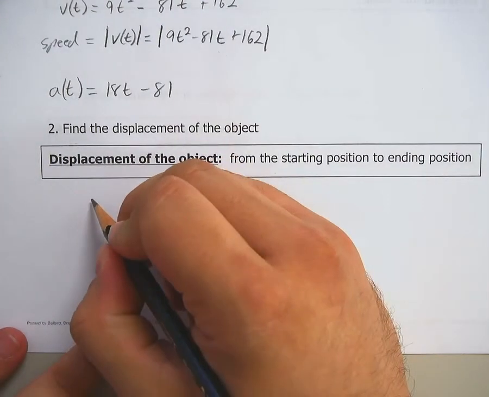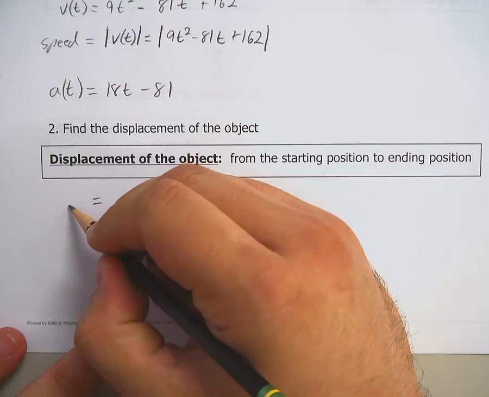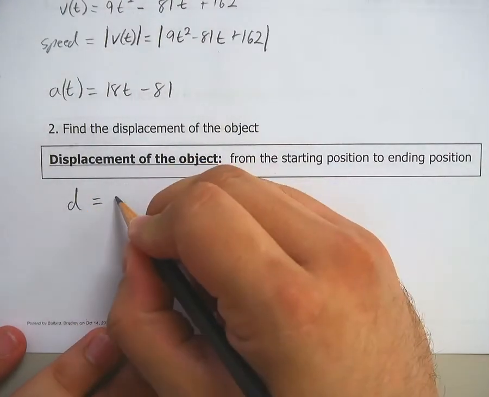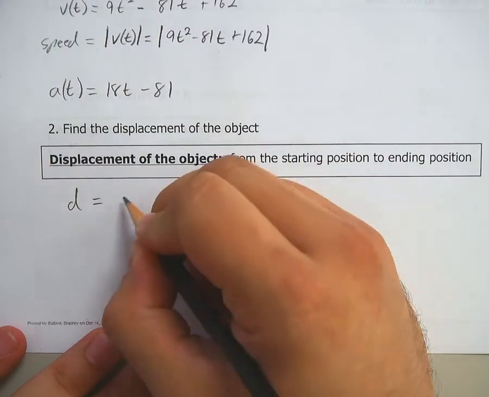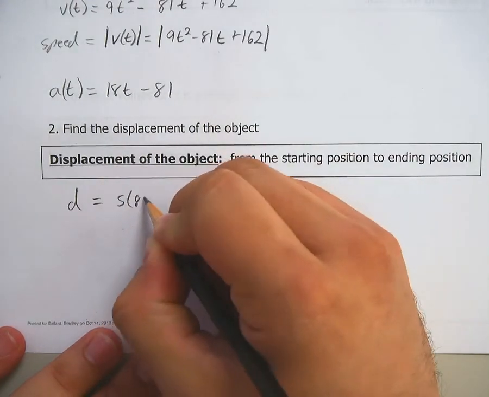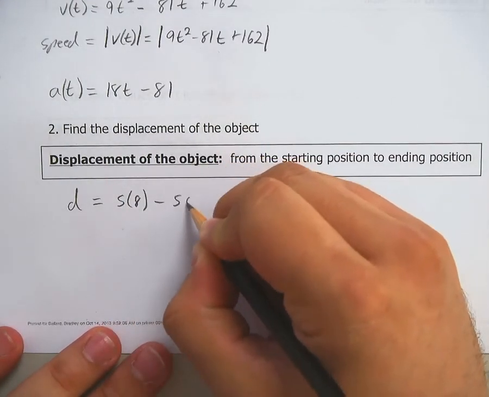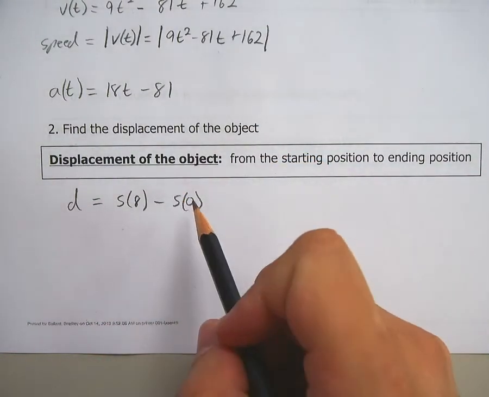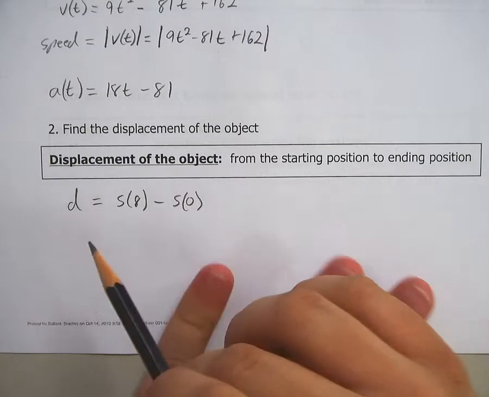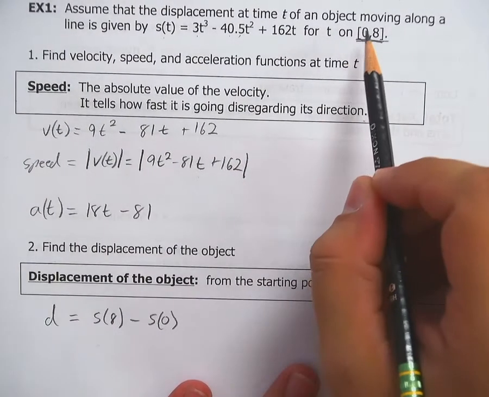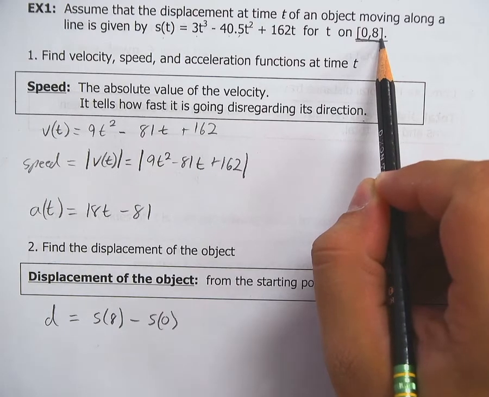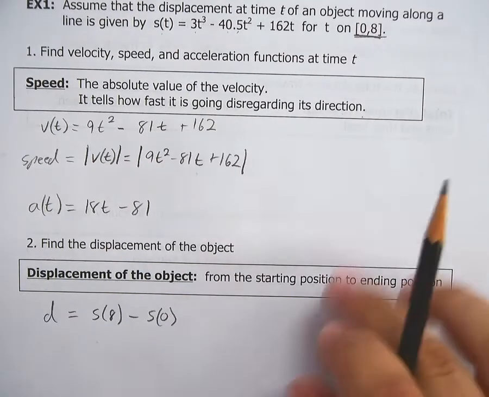So check this out here. This is your displacement. We can call that d. Why not? Displacement is where you ended up, S of 8, minus where you started, which is S of 0. We started at time 0. We ended up at time 8. And I got those figures from right back up here. Started at time 0, ended up at time 8. So this is just finding the difference between those two.